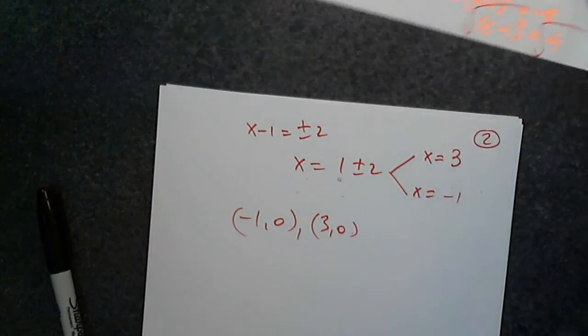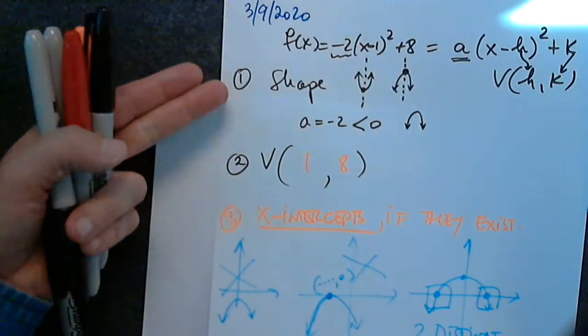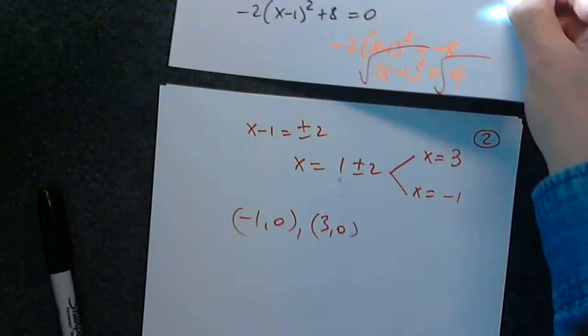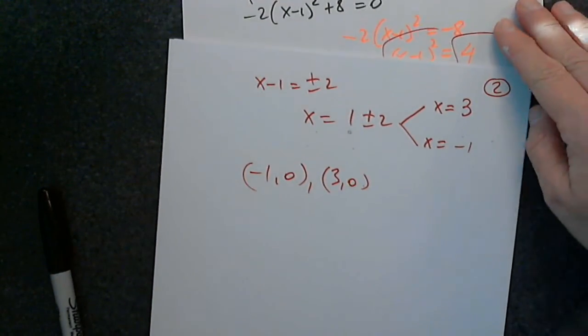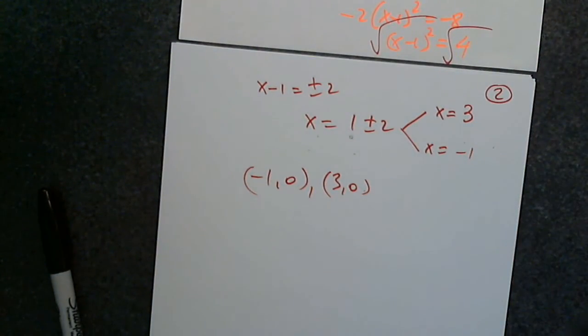So remember, this was step 3. So we have step 1, step 2, and now step 3. Now we have step 4. Any questions on step 3, finding the x-intercepts?